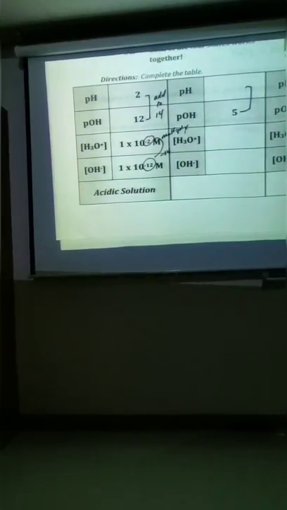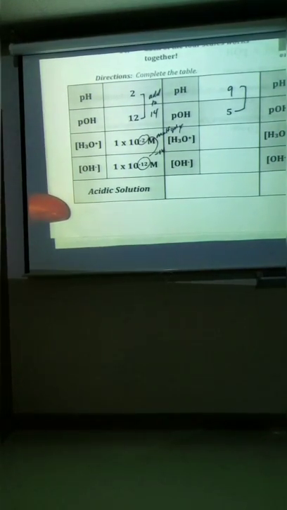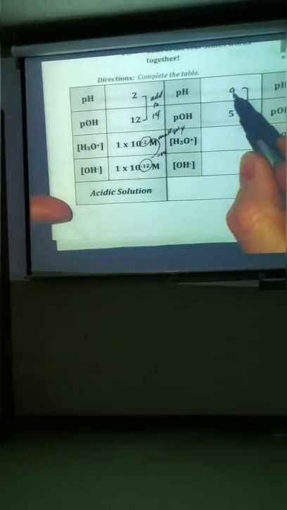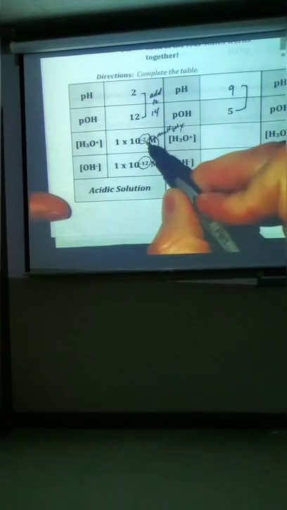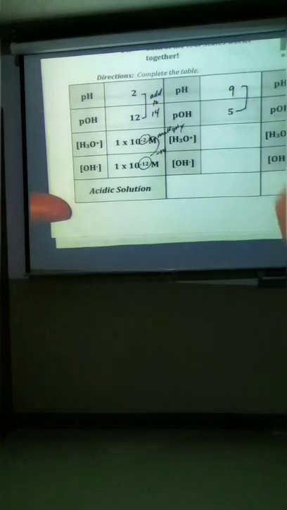Can't do it in your head, just don't tell anybody. A 9 and a 5, a 14. But remember, these numbers are interrelated. So this 2 became a negative 2 for the exponent, this 12 became a negative 12. That's exactly what we're doing over here.